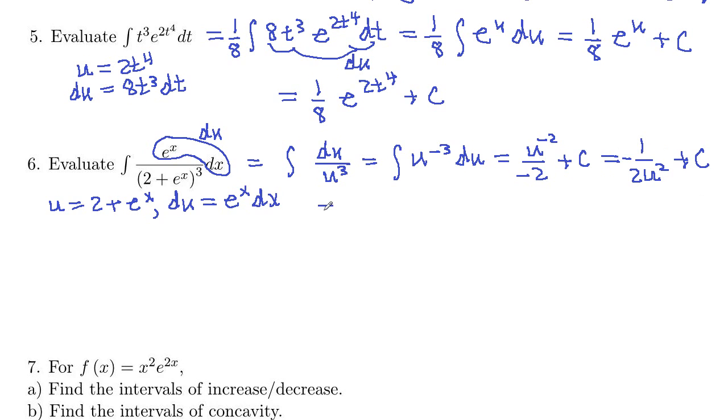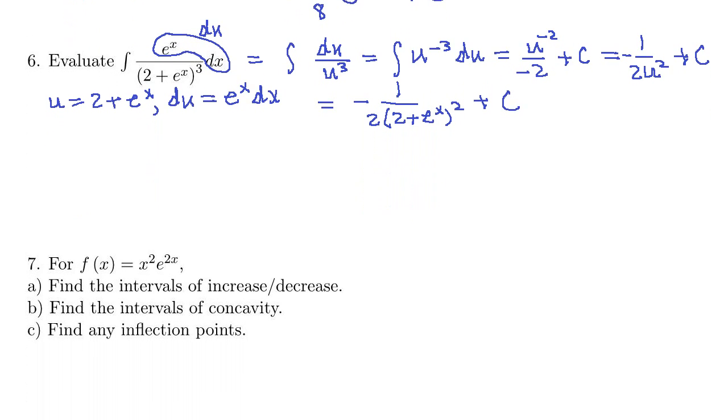And then we just have to plug back in our u. So this will be negative 1 over 2, and then times the quantity 2 plus e to the x. That guy gets squared, and plus a constant, and we've got it.